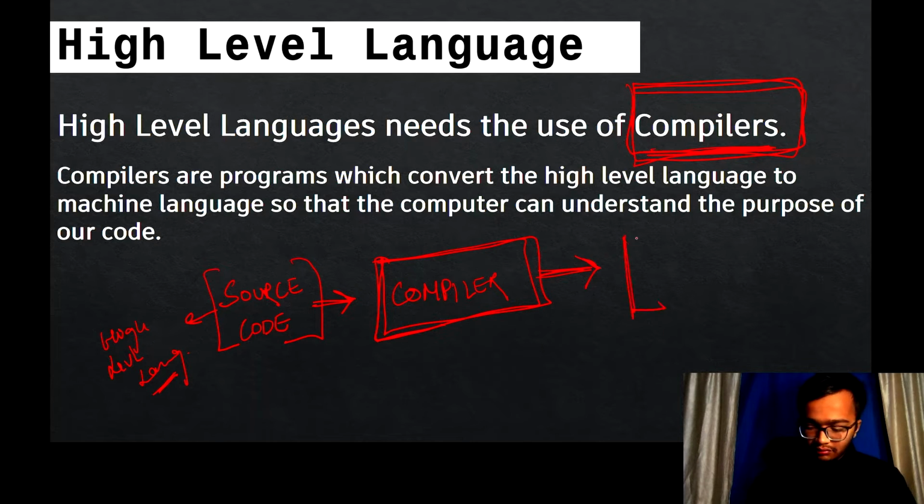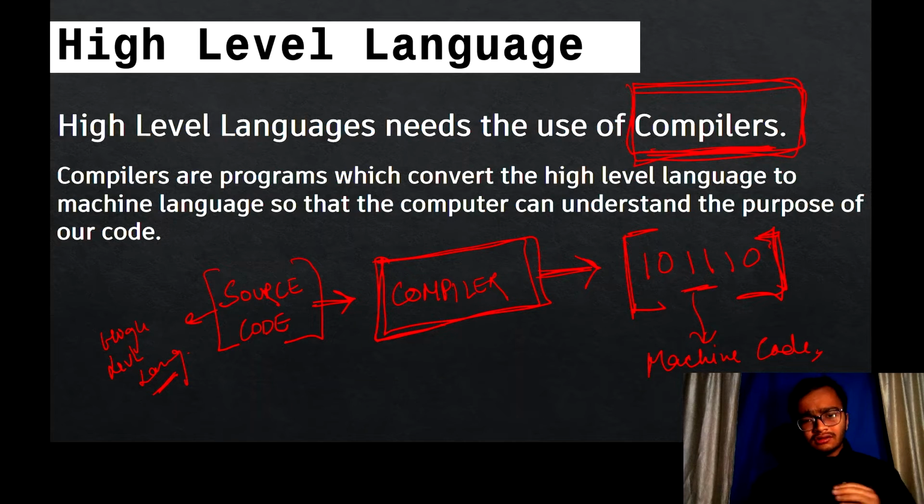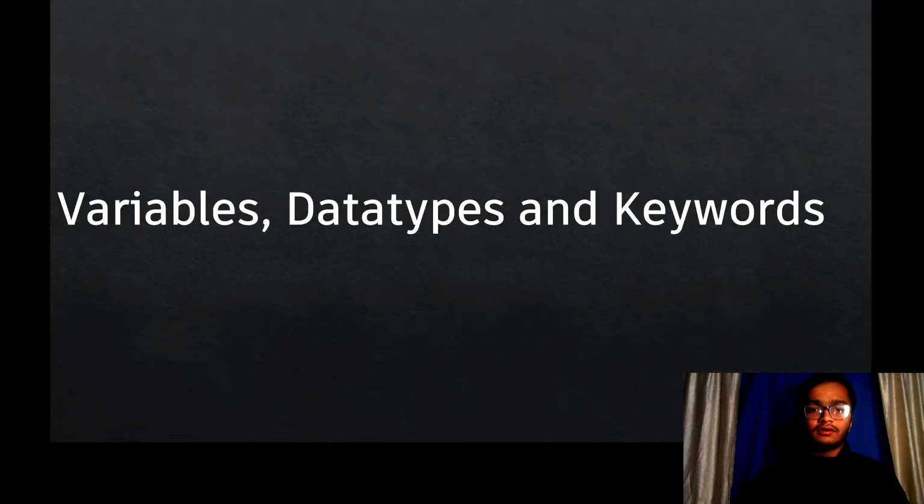So how does machine code look? 1010110, like this. This is the machine code. We don't know what the meaning of this is, but the computer can understand this very well. Okay, this is machine code. Clear?